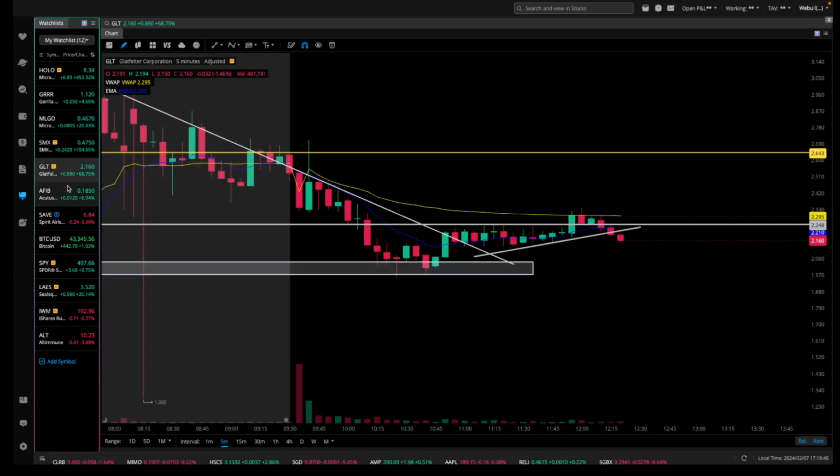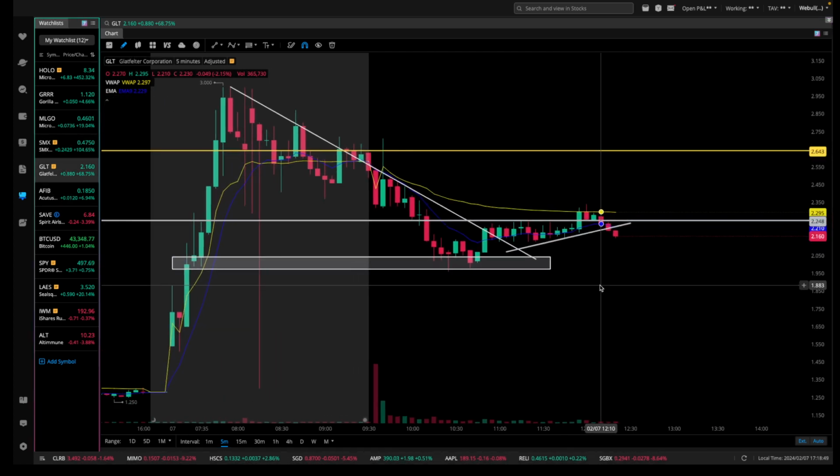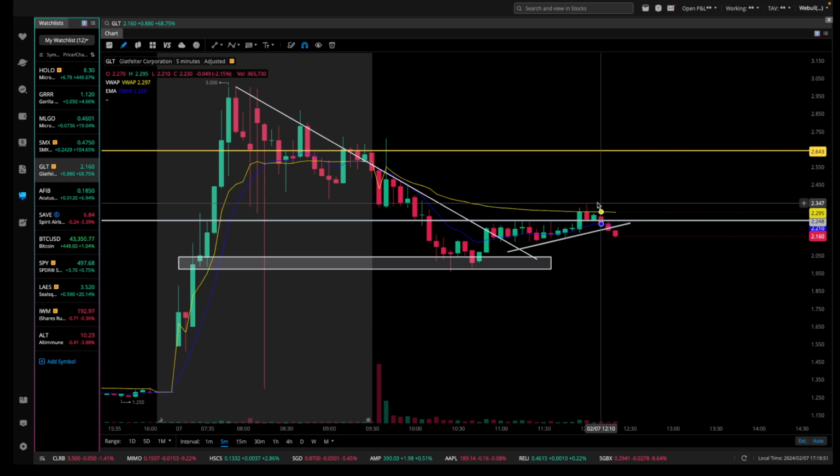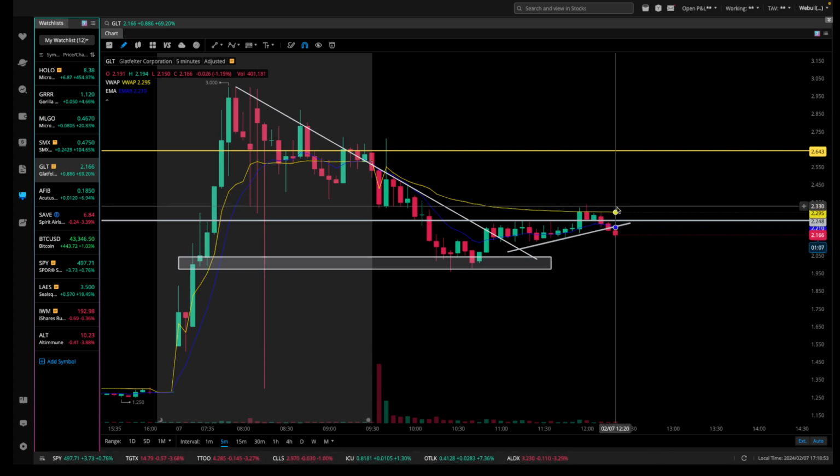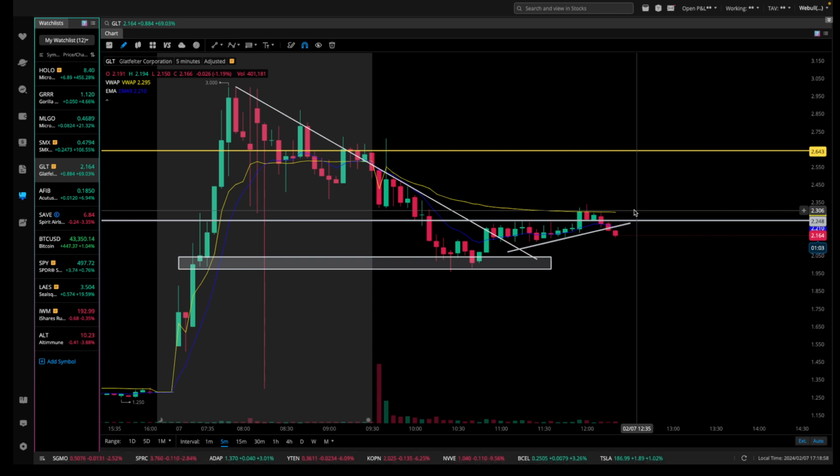And then you got GLT. GLT currently is below VWAP, so the trend is not as strong. So you wouldn't really get as big of a scalp on this. But what you want is, if this does run again, you want it to close above VWAP. Once it closes above VWAP, the trend becomes strong.